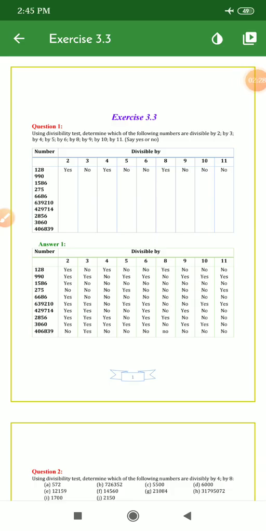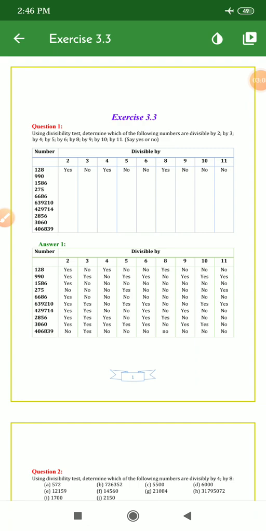Children, as you can see, here exercise 3.3 is given to you. First question: using divisibility test, determine which of the following numbers are divisible by 2, by 3, by 4, by 5, by 6, by 8, by 9, by 10, by 11. So this is the table provided to you. What you have to do is write yes or no. You will only be able to write this if you know the divisibility test rules. So you should know the rules.